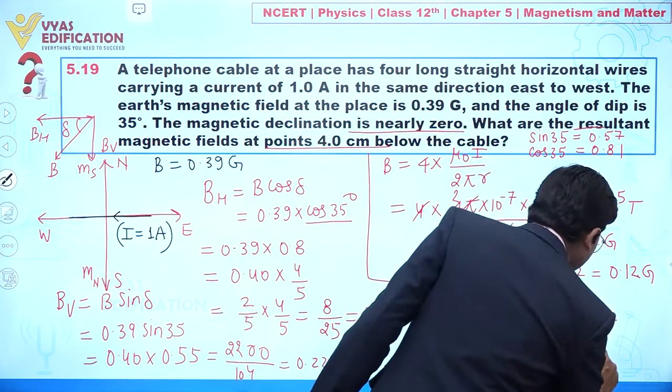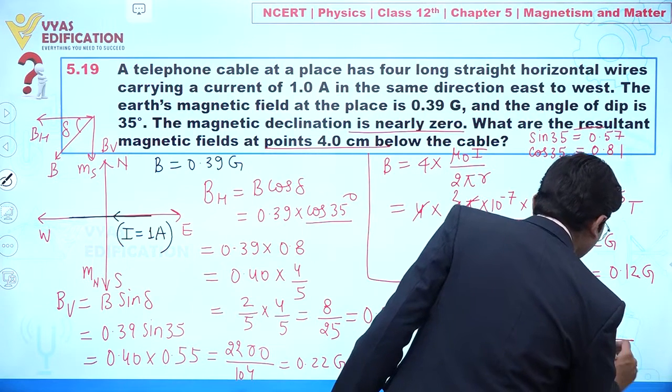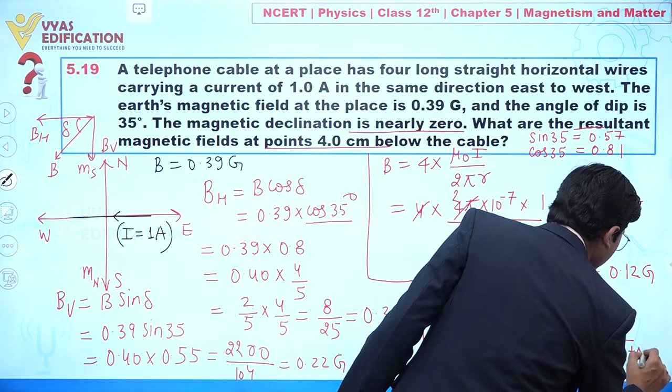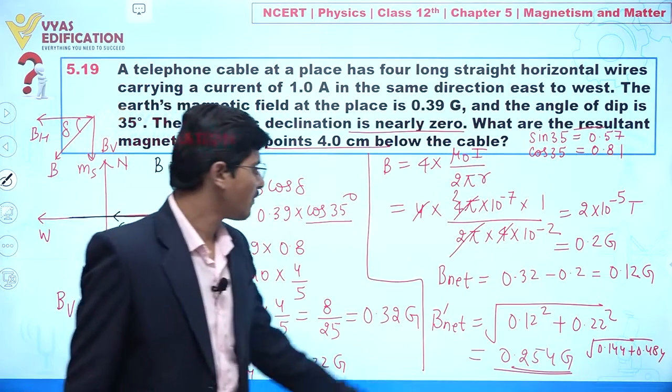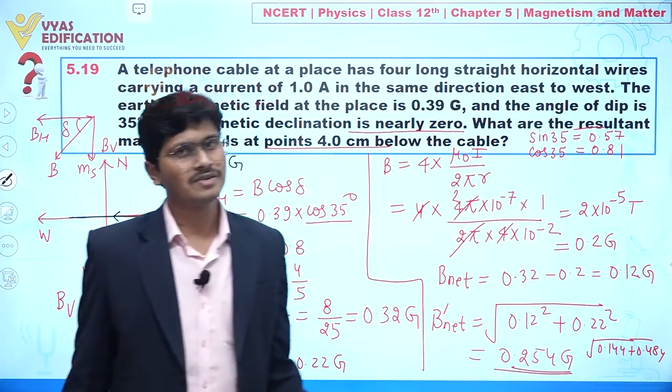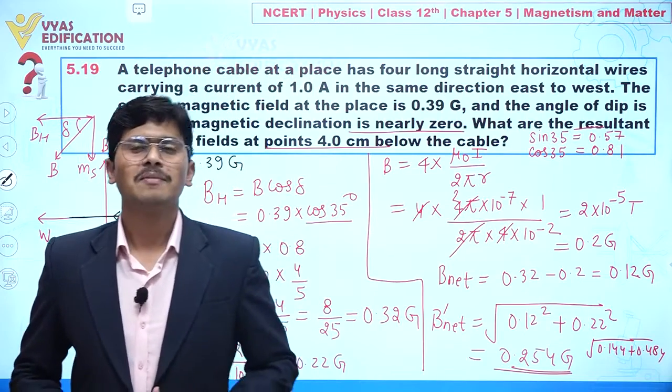Clear? You can write like this. This is equal to 0.144 plus 0.484. If you add it and find the square root, you will find this answer, 0.25 Gauss. Clear? So this is all about this question.